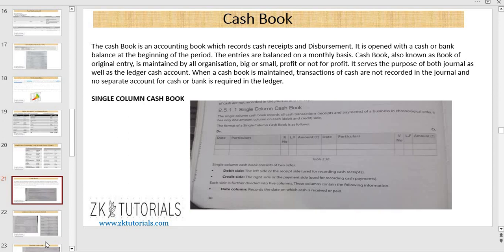When a cash book is maintained, transactions of cash are not recorded in the journal, and no separate account for cash or bank is required in the ledger. There are three types of cash book: single column cash book, double column cash book, and triple column cash book. In this slide, I have given you the proforma of the single column cash book. I'm giving you 1 minute to go through this proforma.